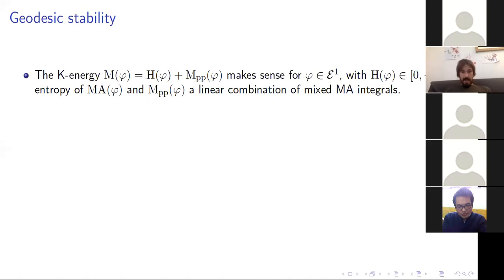Okay, so the first thing is that the K-energy, M of phi, that we saw before, has these two parts, H of phi, the entropy, and M^pp of phi, which is described in terms of mixed Monge-Ampère integrals. And because of that, you can make sense of M of phi for any finite energy function phi. So you define H of phi as the entropy of the Monge-Ampère of phi. The entropy makes sense for any probability measure, in fact, except that it can be infinite. It's a positive or infinite real number. And M^pp of phi is again a linear combination of mixed Monge-Ampère integrals. So this one is finite.